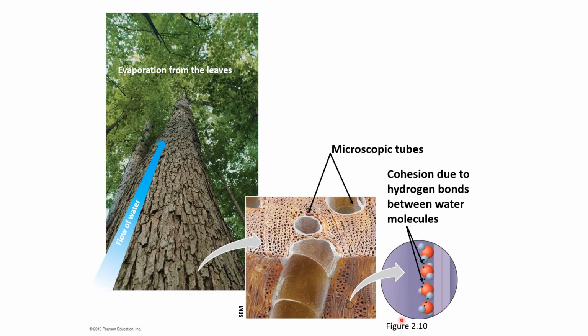Okay, and so this is what that looks like. This is the flow of water. Part of the way that this happens is that you have evaporation from leaves, and so as water molecules leave the leaf, the water will pull on other water molecules below it. And so you can see the cohesion due to those hydrogen bonds.